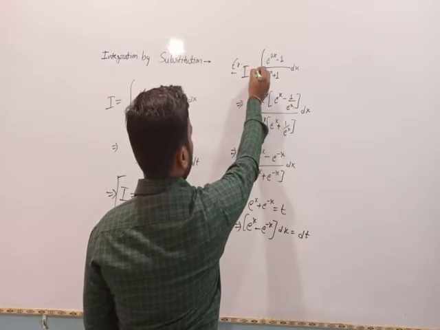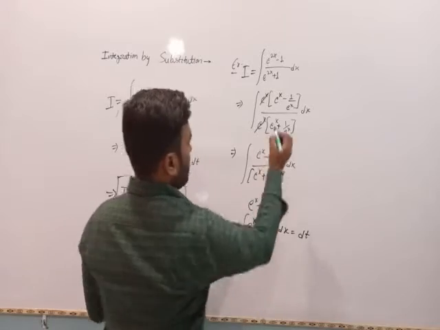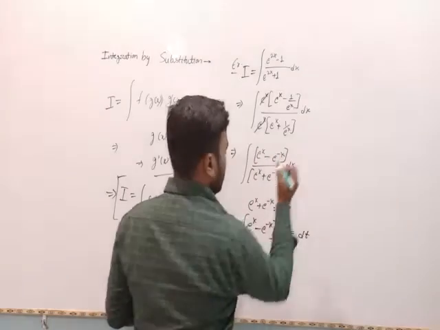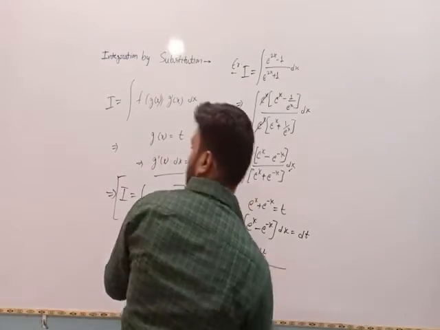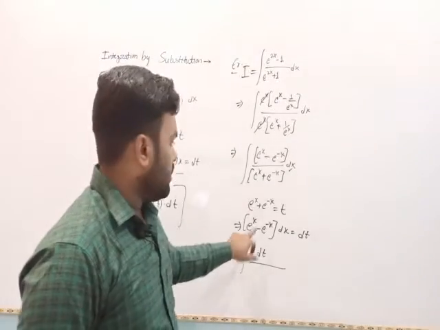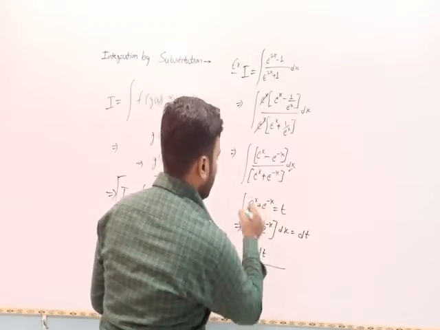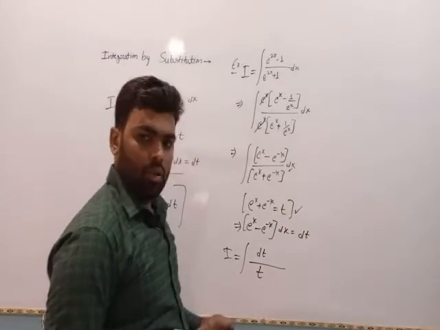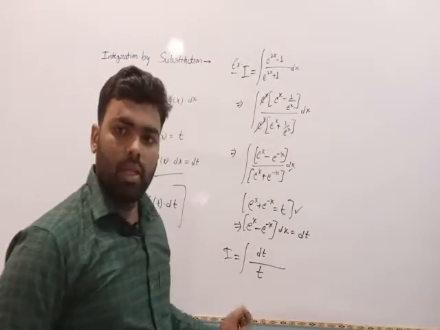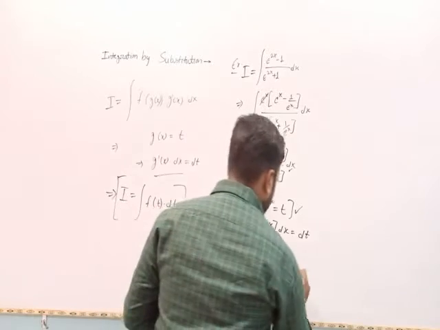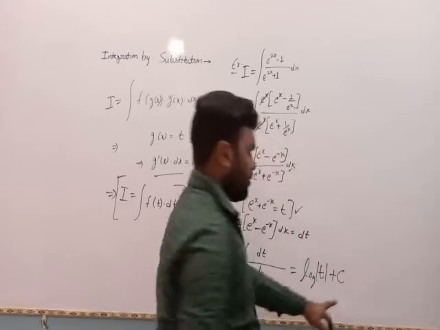So I is equal to the integration of, now see, this numerator multiplied by dx will become dt, divided by e to the power x plus e to the power minus x, which will become t as we have taken here. Now this is very simple to integrate. Integration of 1 upon t will become log t, we write log mod t, plus there will be a constant here.